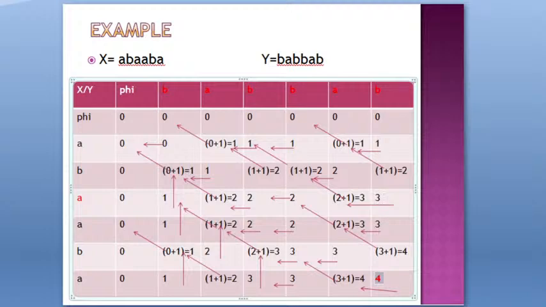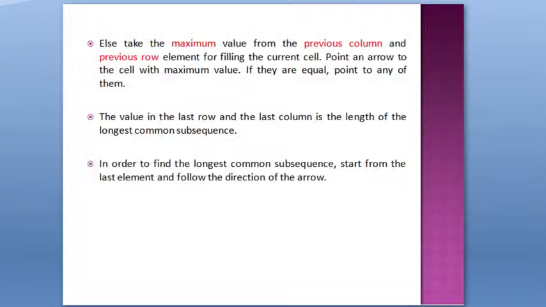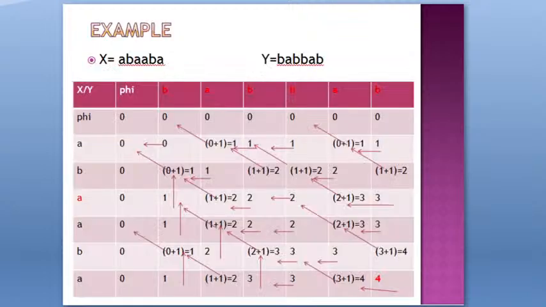Now, next my job is to find the common subsequence. First we will start from the last element. As per the algorithm, in order to find the longest common subsequence, start from the last element and follow the directions of the arrow. So obviously, as per the algorithm, I will start from the last element. My last element is 4, so I will start from 4.